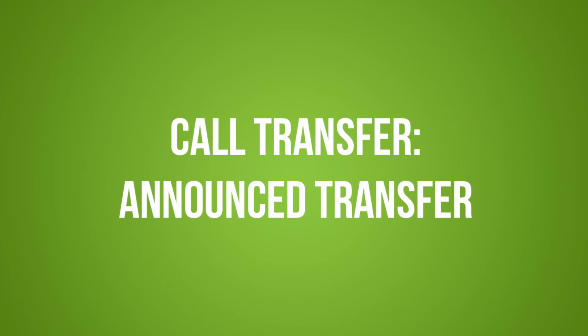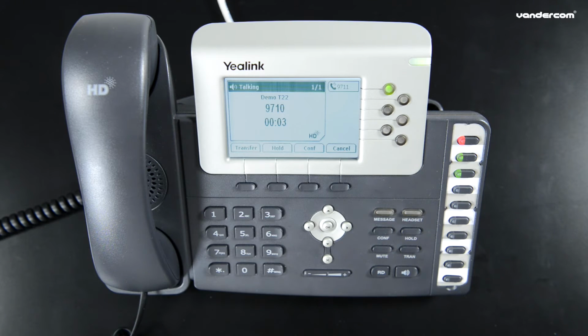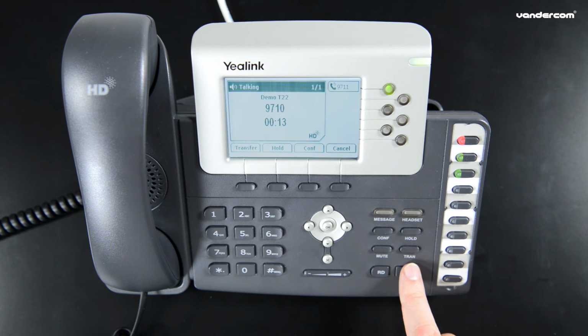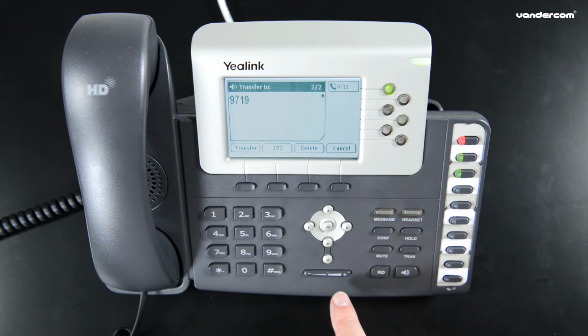Call transfer. Announced transfer. An announced transfer is when you want to let the person you are transferring a call to know who is on the line or to see if they are available. When a call is in progress, press the Transfer soft key or the dedicated Transfer button. The caller will be placed on hold and hear hold music. Dial the extension number you wish to transfer to or the outside number, such as a colleague's mobile. Do not press the Transfer soft key, as this will perform a blind transfer.